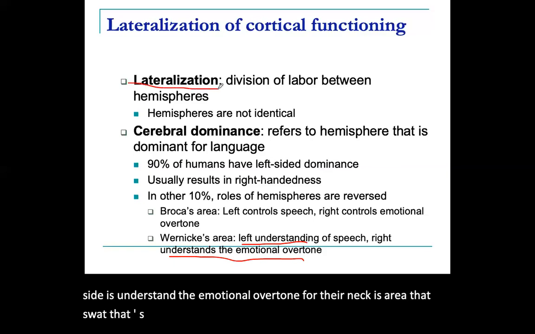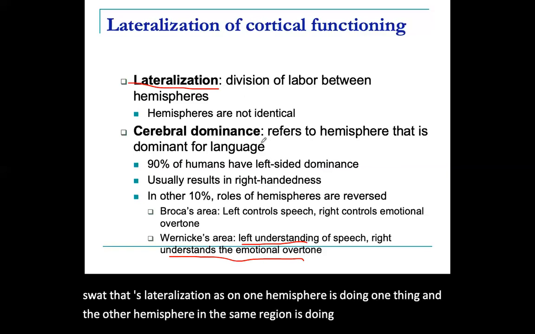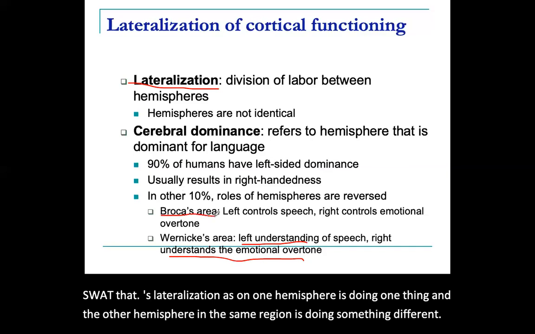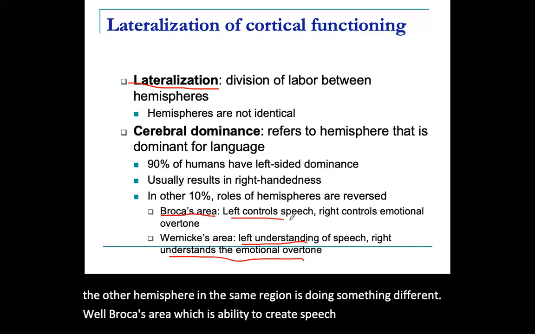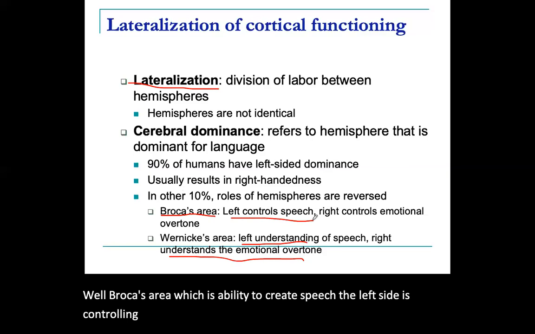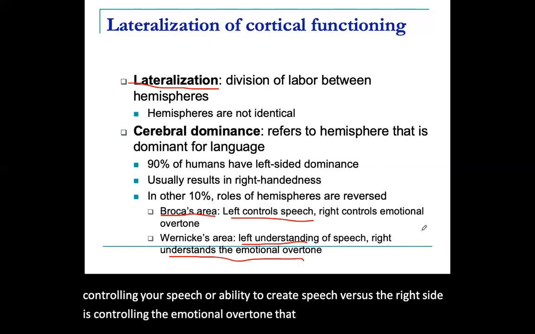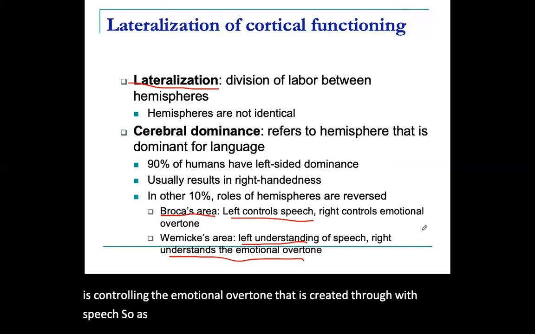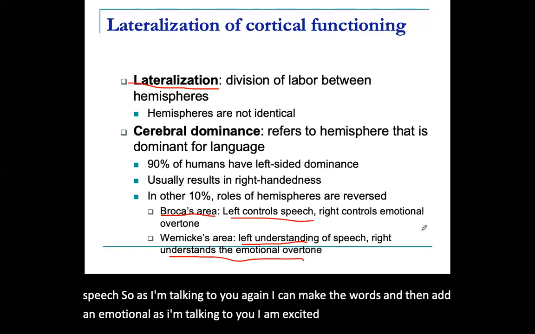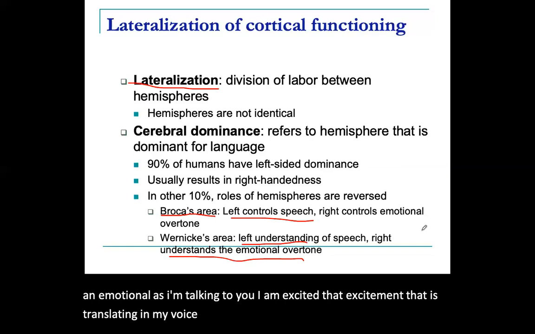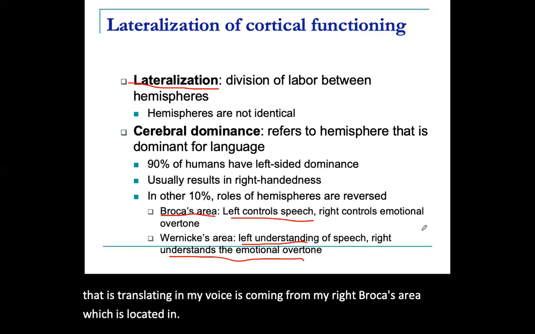As in, one hemisphere is doing one thing and the other hemisphere in the same region is doing something different. For Broca's area, which is the ability to create speech, the left side is controlling your ability to create speech, versus the right side controlling the emotional overtone that is created through speech. So as I'm talking to you again, I can make the words and then add emotion. As I'm talking to you, I am excited. That excitement that is translating in my voice is coming from my right Broca's area, which is located in the frontal lobe of my brain.